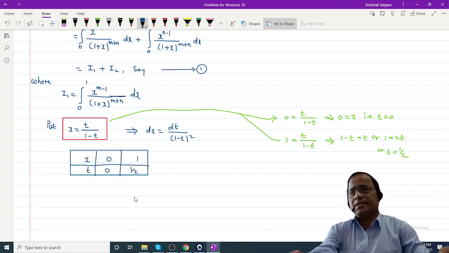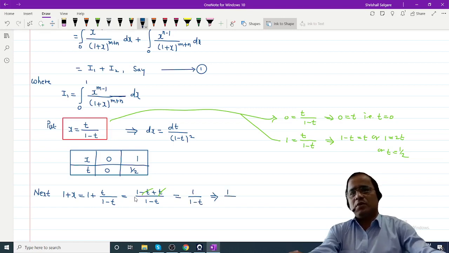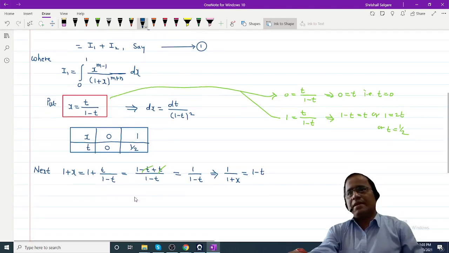Okay. So next, I will calculate that factor. So next, 1 plus x is given by 1 plus t divided by 1 minus t. Suppose if you take the cross multiplication, 1 minus t plus t divided by 1 minus t. Now here this plus t minus t get cancelled. If you simplify, it will come as 1 upon 1 minus t. So what I am doing here, I am taking the reciprocal. So if I take a reciprocal, in this case, we will get 1 upon 1 plus x is equal to 1 minus t.